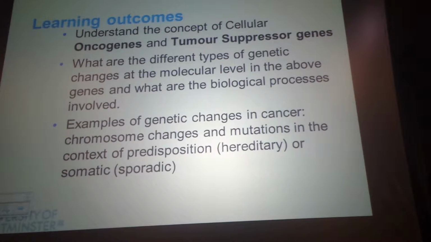And the e-learning outcomes for this lecture would be understanding the concept of oncogene and tumor suppressor genes, what the different types of genetic changes are that occur in these two types of genes, and what the biological processes involved are for these two types of genes.